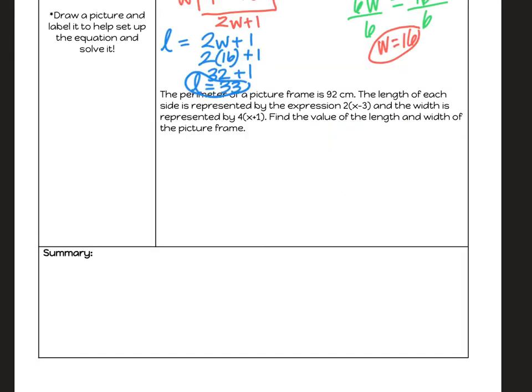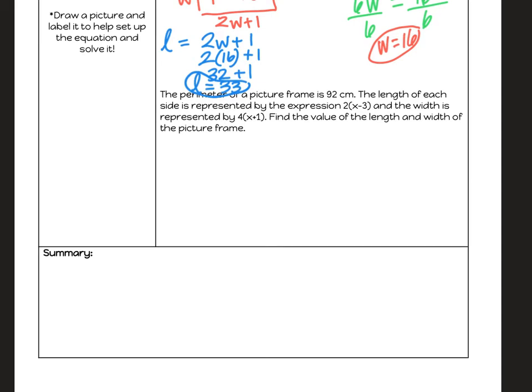All right, so my next problem says the perimeter of a picture frame is 92 centimeters. The length of each side is represented by the expression 2(x minus 3), and the width is represented by 4(x plus 1). Find the value of the length and width of the picture frame.